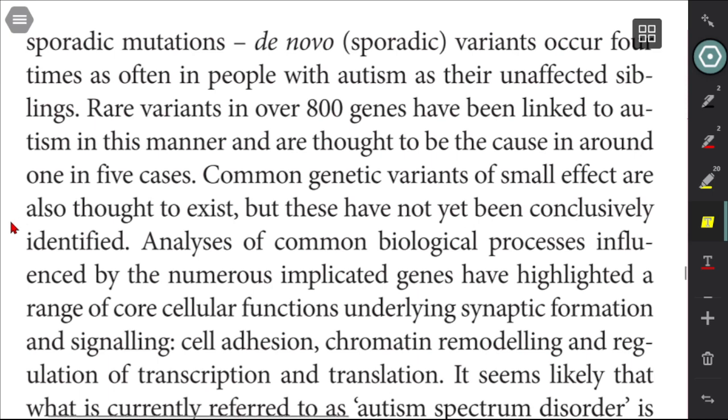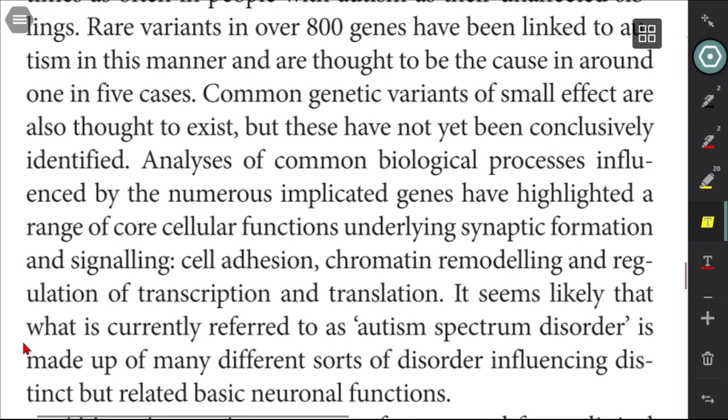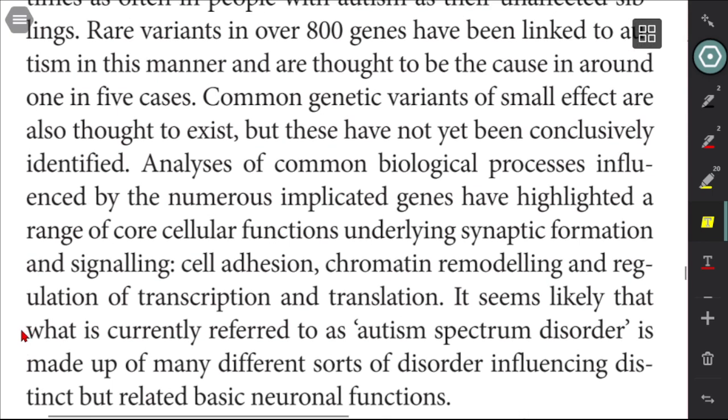Analyses of common biological processes influenced by the numerous implicated genes have highlighted a range of core cellular functions underlying synaptic formation and signaling, like cell adhesion, chromatin remodeling, and regulation of transcription and translation. It seems likely that what is currently referred to as autism spectrum disorder is made up of many different sorts of disorder influencing distinct but related basic neuronal functions.